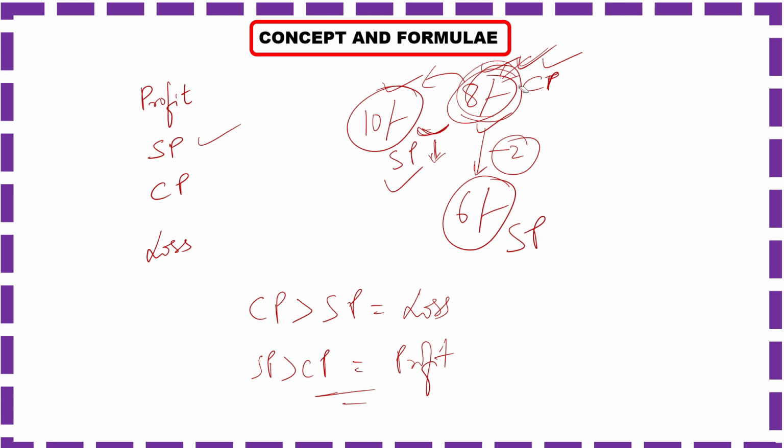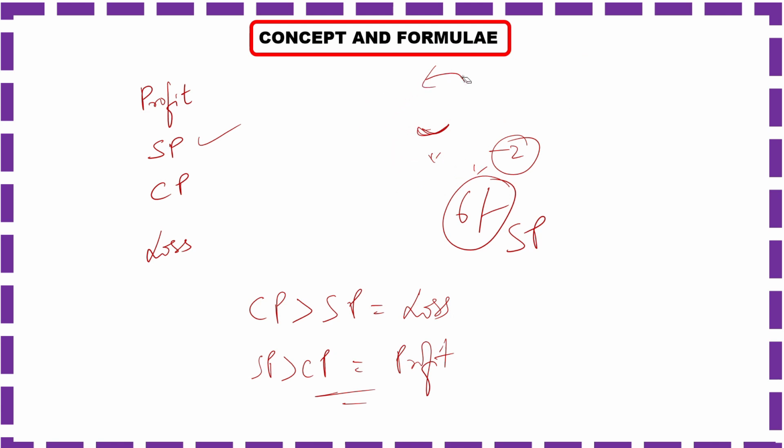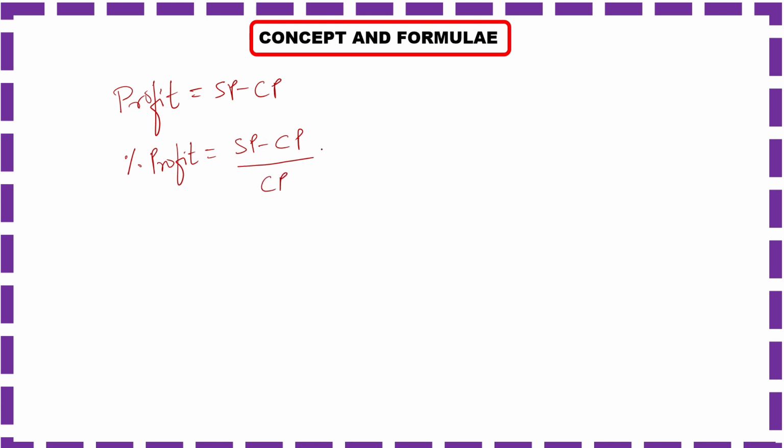So I will write down some formulae. With those formulae, just remember the concept and formula, and you can solve any problem that comes under profit and loss. Okay. So the first one is profit is equal to SP minus CP. Percentage profit is (SP minus CP) by CP into 100. We will compare percentage profit and percentage loss only with CP. Percentage loss is (CP minus SP) by CP.